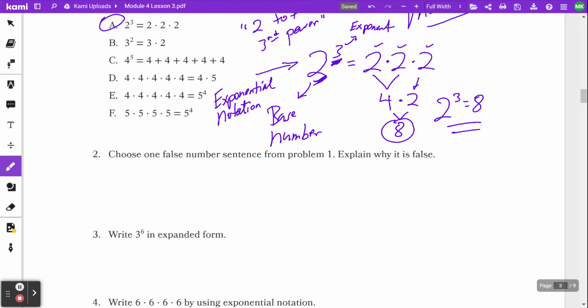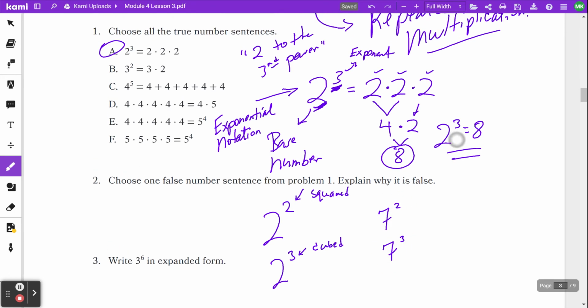A couple of other little bugaboos. They have some fun ones that have their own little name. Like this one, you could also say this is 2 squared if there's a 2 exponent. And this one would be cubed. So you could have 7 squared, you could have 7 cubed, that kind of thing.